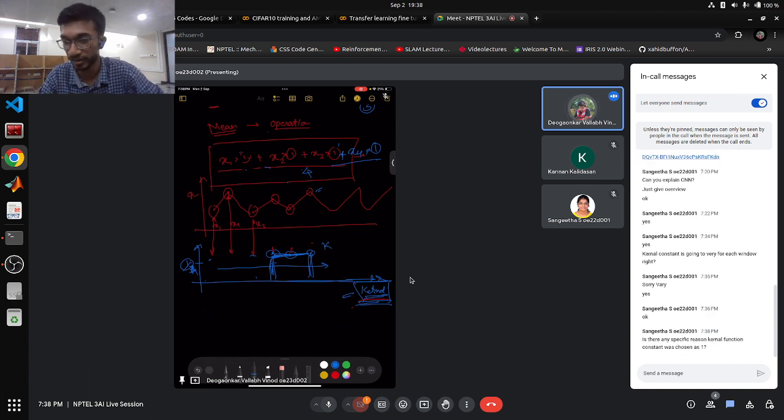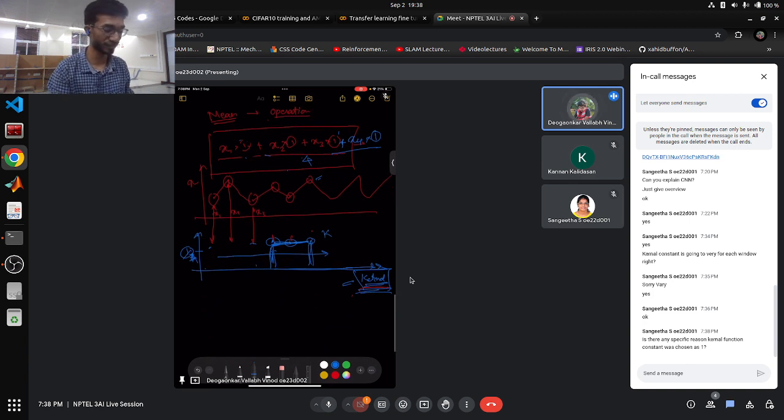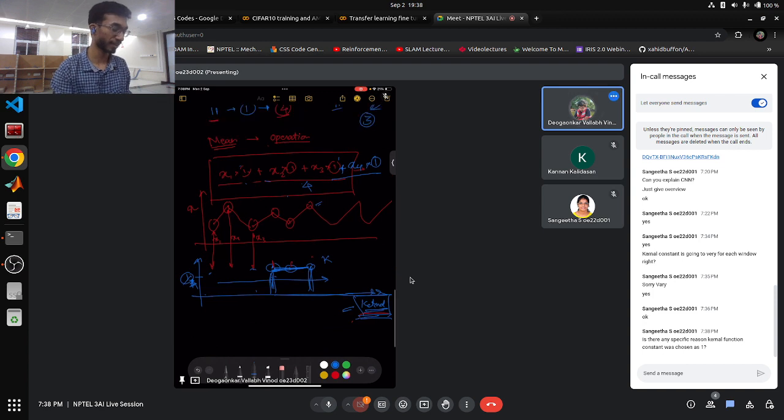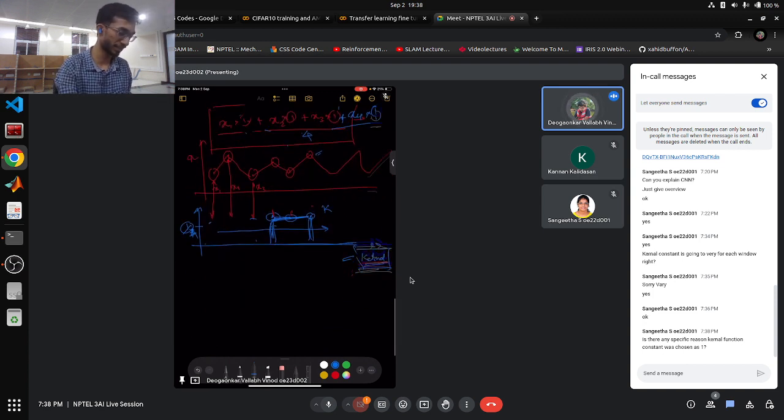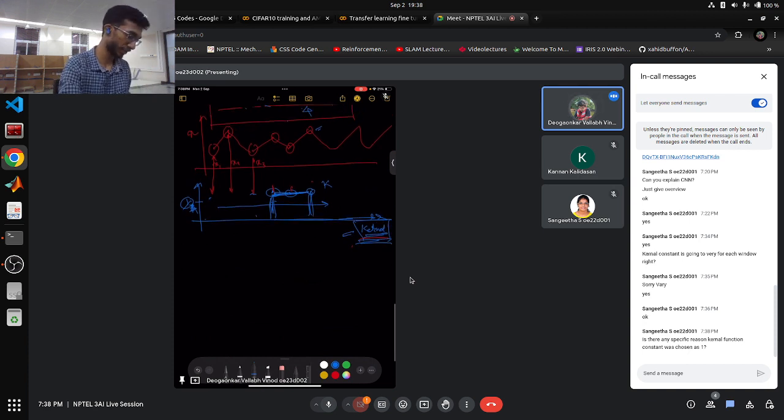Is there any specific reason the kernel function constant was chosen as 1? Yeah, good question. So in this example we are just choosing it to be 1. There is no restriction that this kernel function has to be 1. In fact, you can very well imagine this kernel function to be something like a triangle. Maybe you can have it like this.